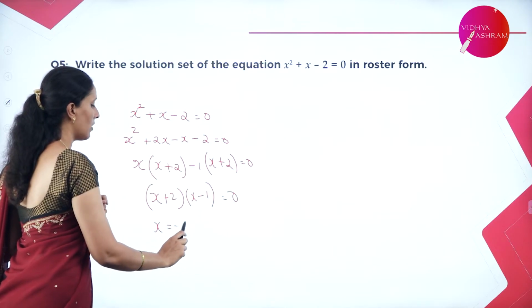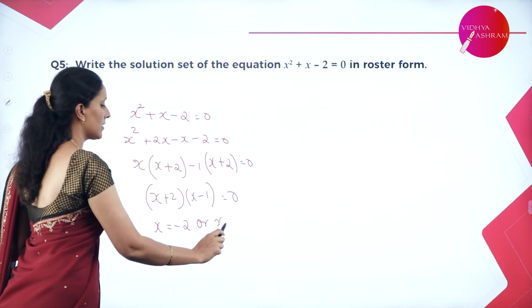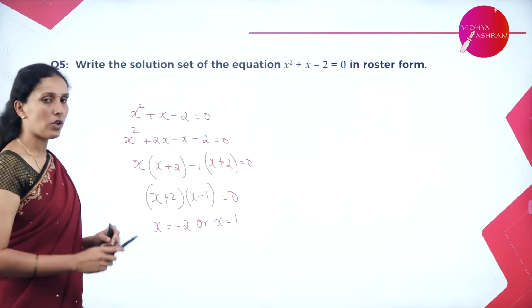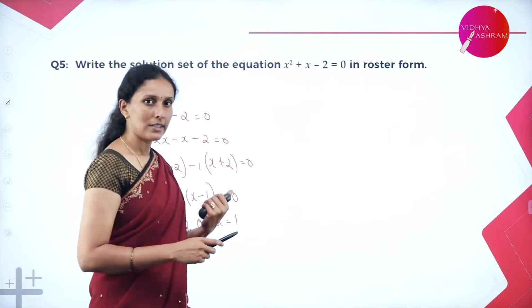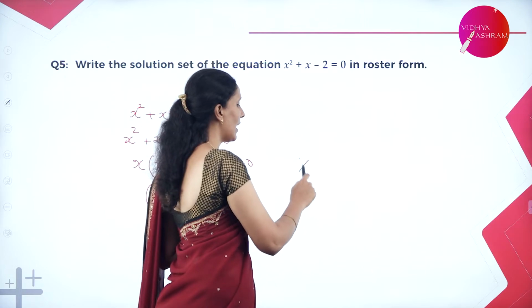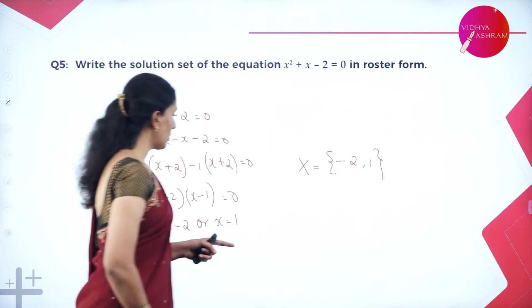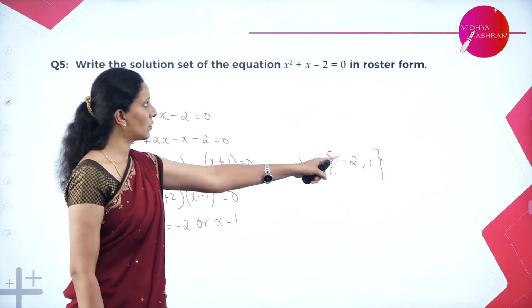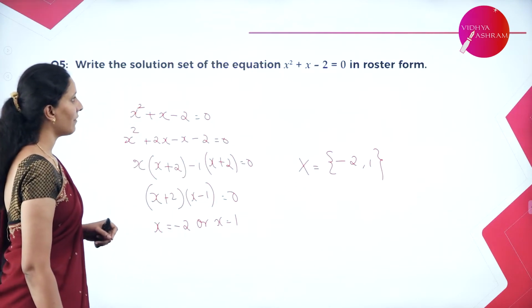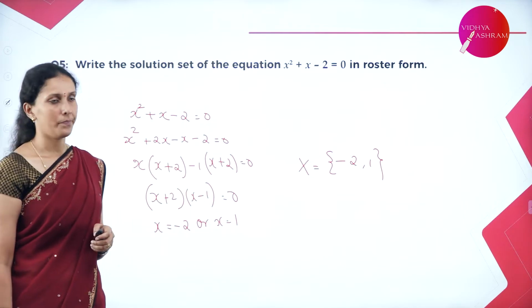That is x is equal to minus 2 or x is equal to 1. So we have two solutions. Let us write this in solution set, that is x, set x is equal to minus 2, comma 1. So these are the solutions. Minus 2 and 1 are the solutions of the given equation in roster form.